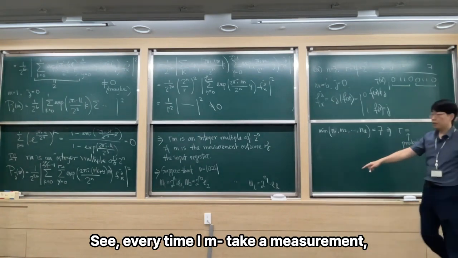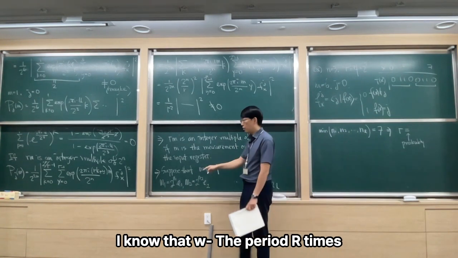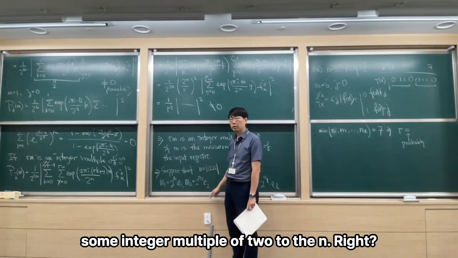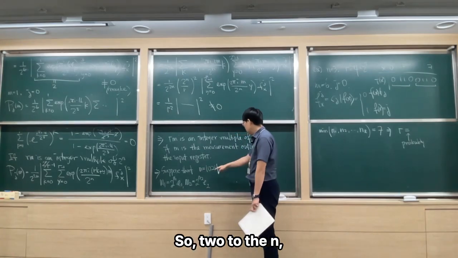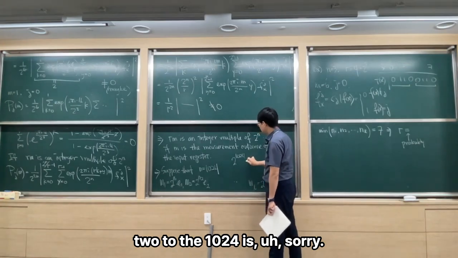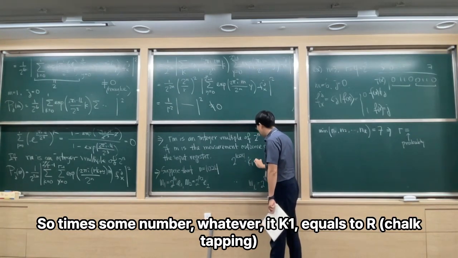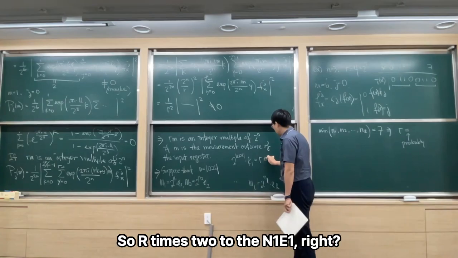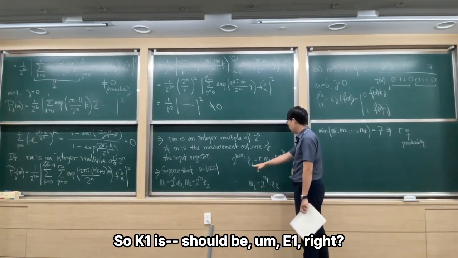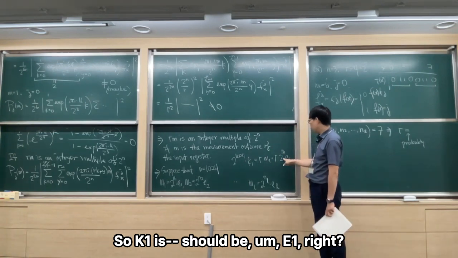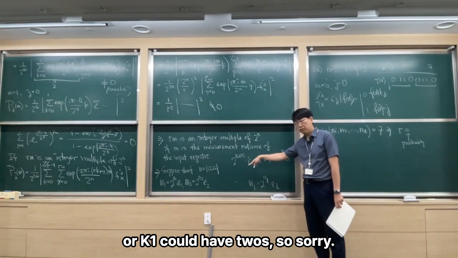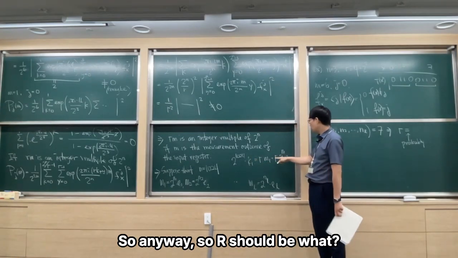See, every time I take a measurement, I know that the period r times that number must be some integer multiple of 2 to the n, right? So 2 to the n, 1024, times some number, whatever, k1, equals r m1. So r times 2 to the n1 e1, right? So k1 should be e1, in this case, or k1 could have 2's. So sorry. Anyway, so r should be what?